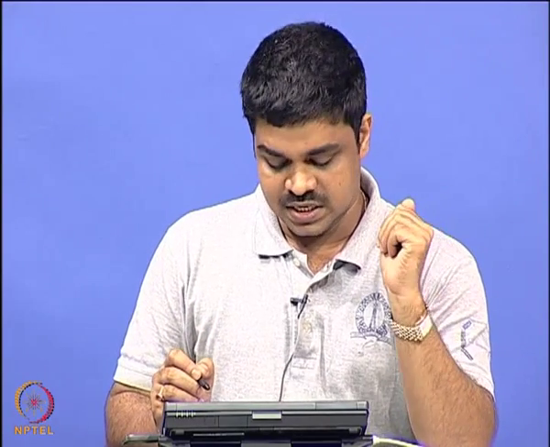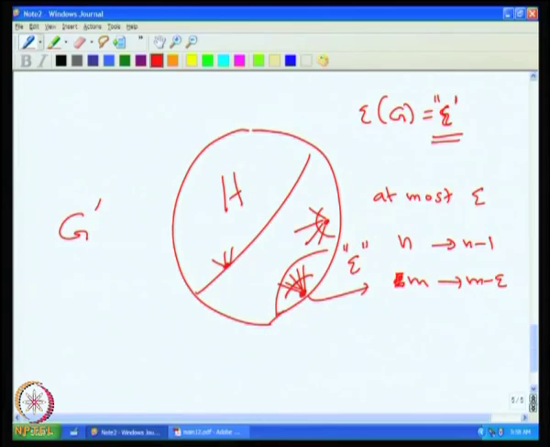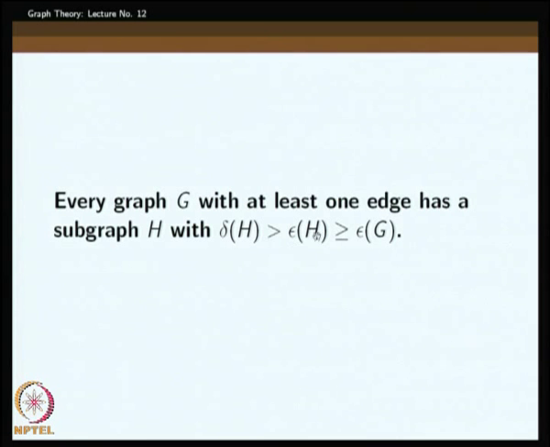So, therefore, we stop there, that is H, and this H has each degree greater than epsilon. Sorry, not greater than or equal to, strictly greater than epsilon, that is what we are saying. Their minimum degree will become strictly greater than epsilon. The epsilon of the subgraph will be at least as much as the epsilon of the original graph, right.